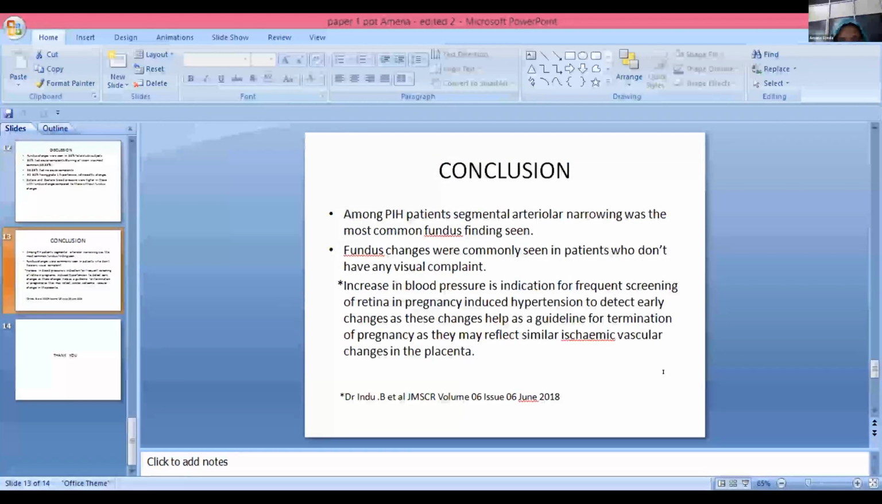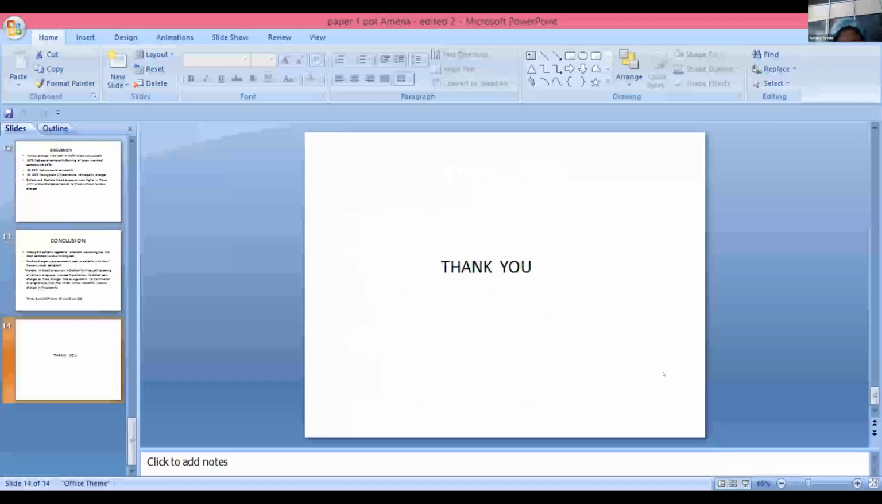Coming to conclusion, among PIH patients, segmental arterial narrowing was the most common fundus finding we have seen, and fundus changes were more commonly seen in patients who don't have any visual complaints. So increasing blood pressure is an indication for frequent screening of the retina to detect early changes, as these changes help as a guideline for termination of pregnancy, as they may reflect similar ischemic changes in the placenta. Thank you.